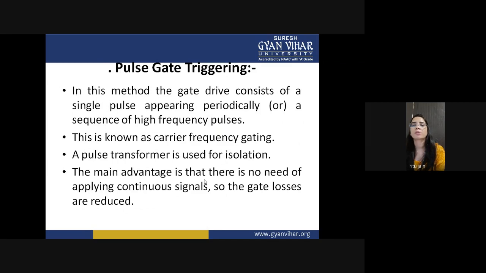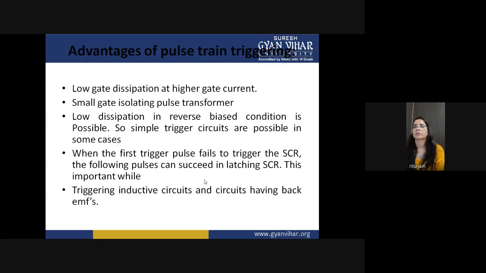Now let's come to your pulse gate triggering. In this method, the gate drive consists of a single pulse appearing periodically, a sequence of high frequency pulses. This is known as carrier frequency gating, and a pulse transformer is used for isolation. The main advantage is that there is no need of applying continuous signals, so the gate losses are reduced.